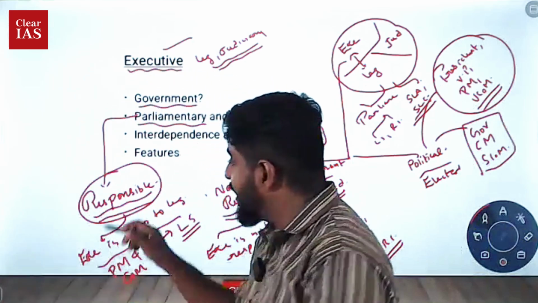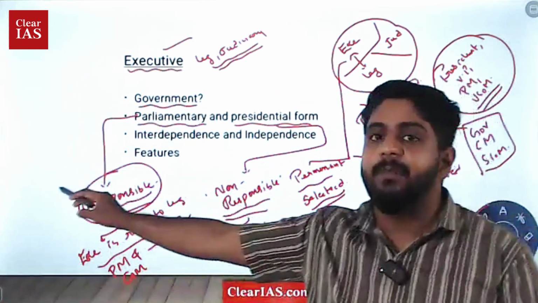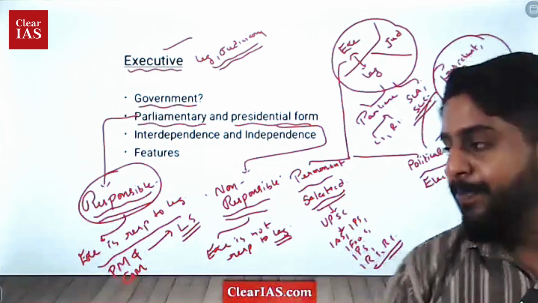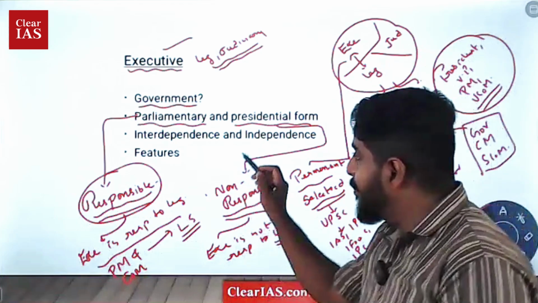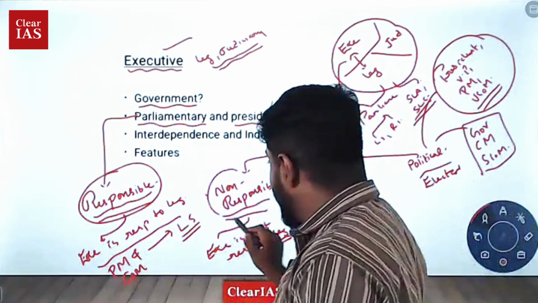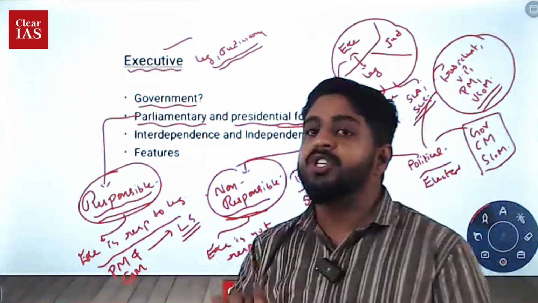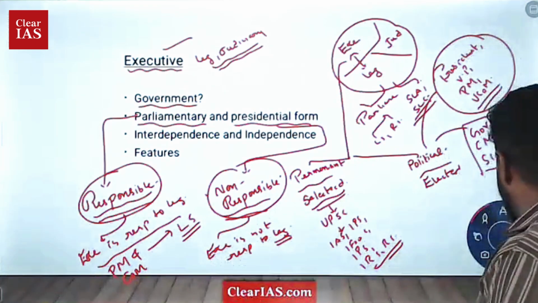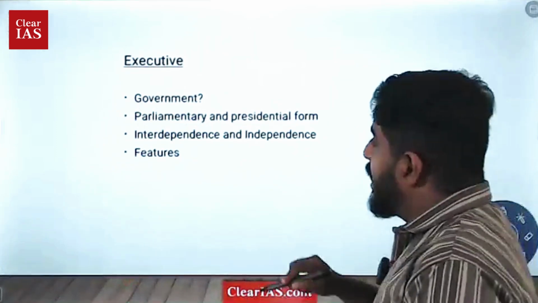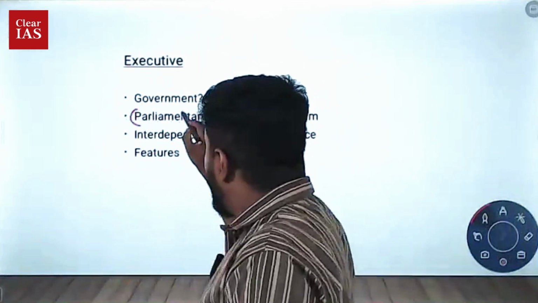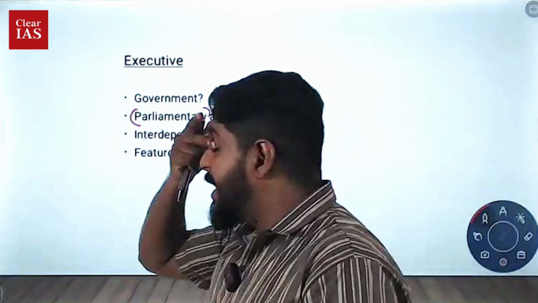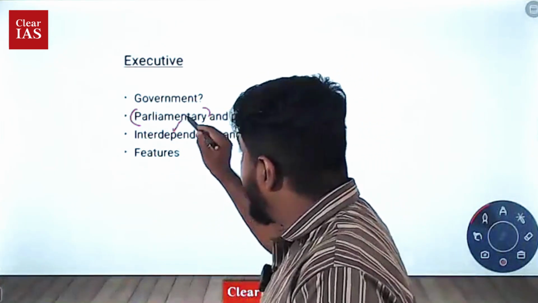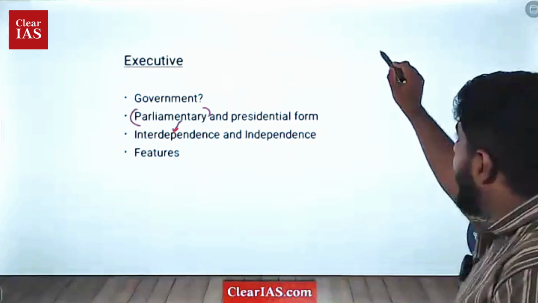This is the reason why we say that India has a parliamentary form of government and India is a responsible model of government. But that is not the case with the presidential form, where there is no responsibility feature in the presidential form of government. Now, in the parliamentary model of government, as the executive is responsible to the legislature, they are interdependent.